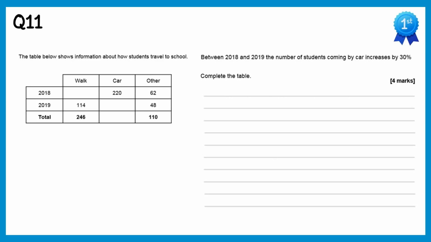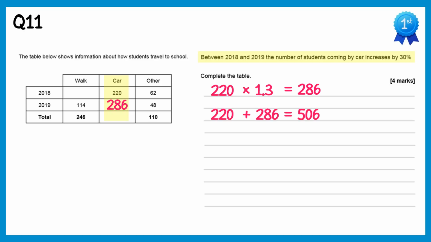In the question, we're told that between 2018 and 2019, the number of students coming by car increases by 30%. So if we look at the column with cars, there's already a 220 there, but we need to increase that by 30%. So take 220 and multiply by 1.3. This gives you 286. So that's the number for 2019. We can also complete this column by finding the total, so 220 add 286 gives you 506. So that's the total for cars.